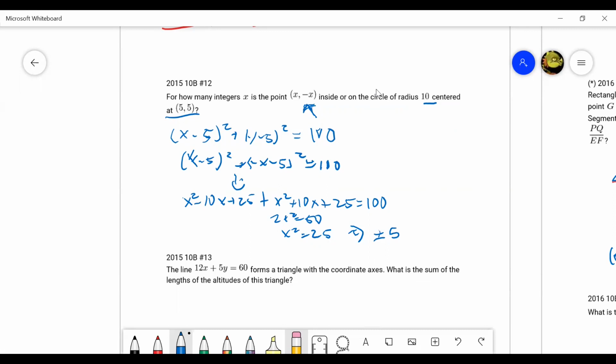Now, actually, I think we'll put it this way. Once we know that (5, -5) and (-5, 5) are the boundary points, that must mean that x is going to be less than or equal to 5 and greater than or equal to negative 5.